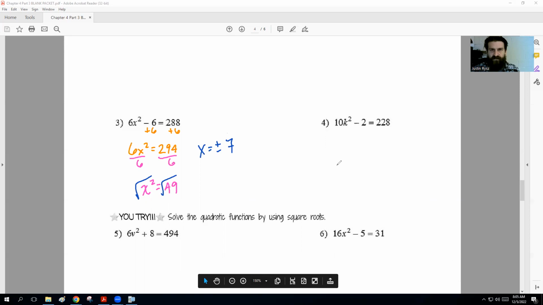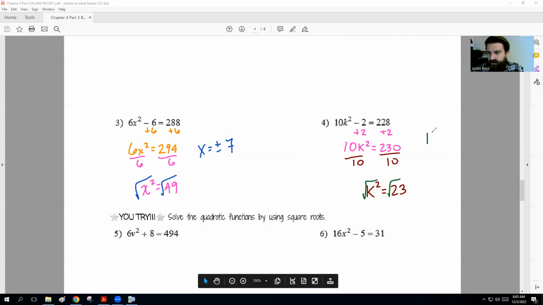If you guys ever want to pause the video to try them on your own, you can, but let's go through this next one here. We're going to add 2 to both sides. We get 10k squared is equal to 230. Going to divide both sides by 10, isolating the variable, and we get 23. And then the last step, we're going to take the square root.